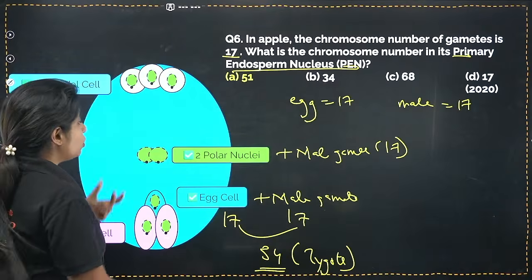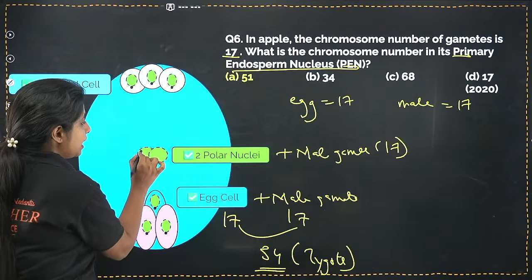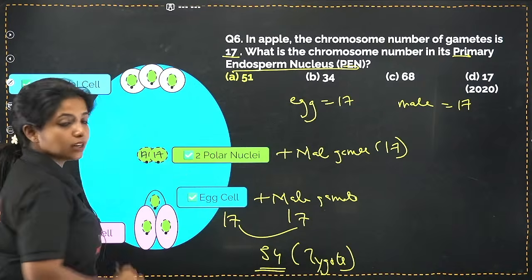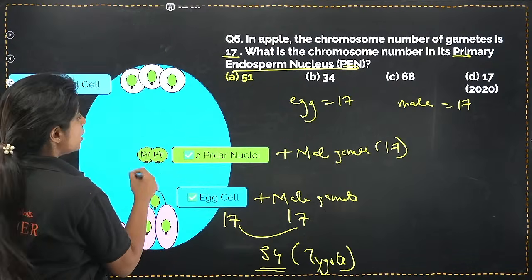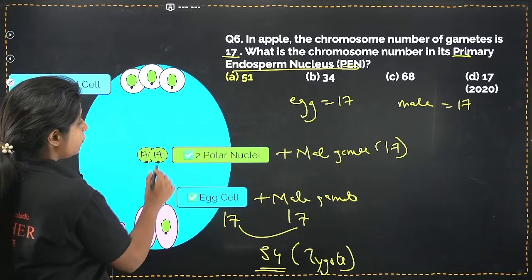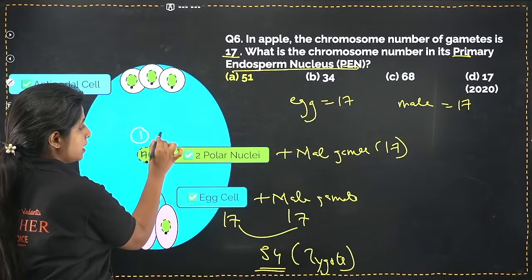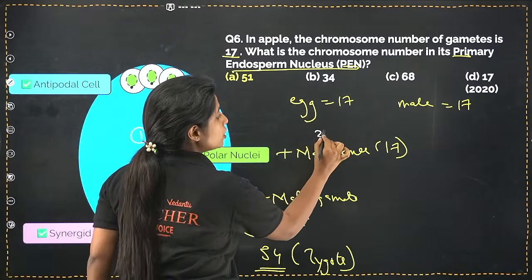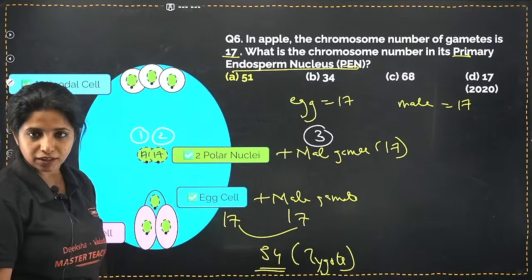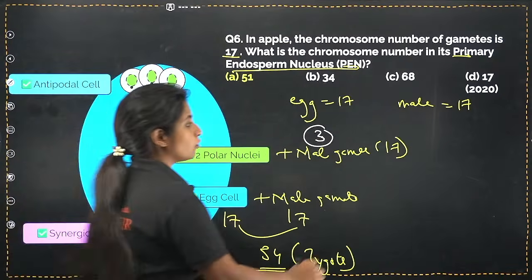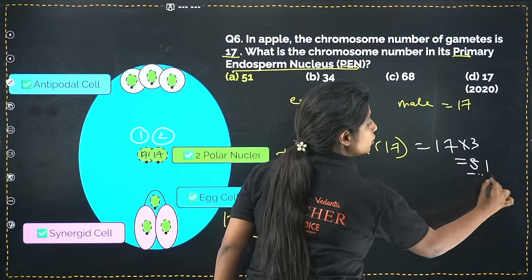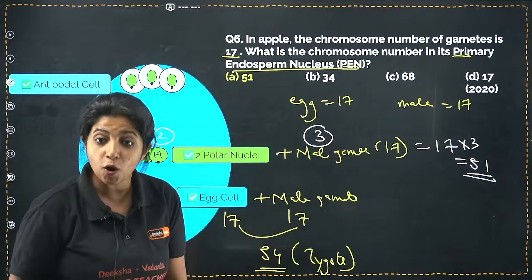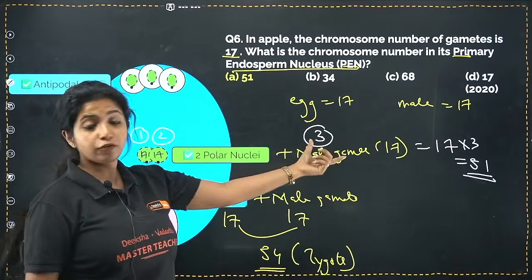In the central cell, what do you have? You have 2 nuclei. Each nuclei has 17 number of chromosomes. Right? So if at all we see over here, triple fusion is happening. Triple fusion is going to happen. Why? Because one nucleus, second nucleus, and the nucleus of the male gamete. So I have 17 number of chromosomes in each of them. So if I do 17 into 3, what is your answer? 51 number of chromosomes will be formed by the fusion of this particular thing.